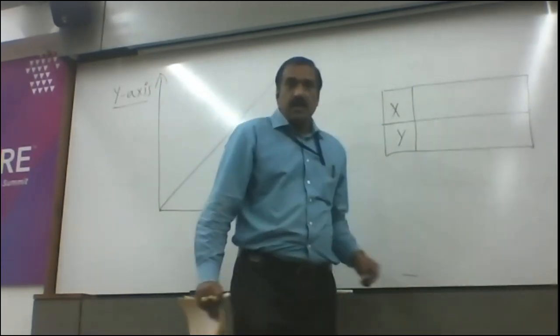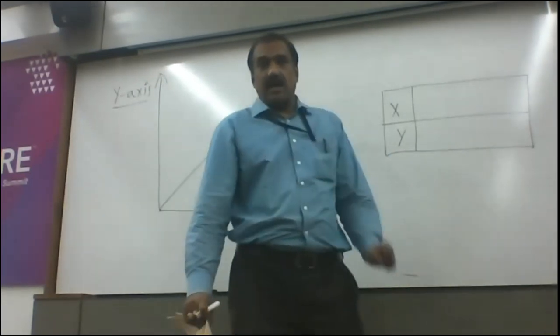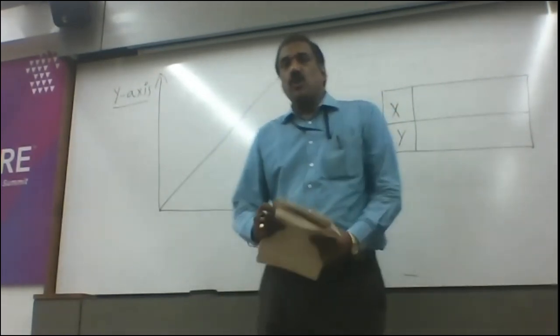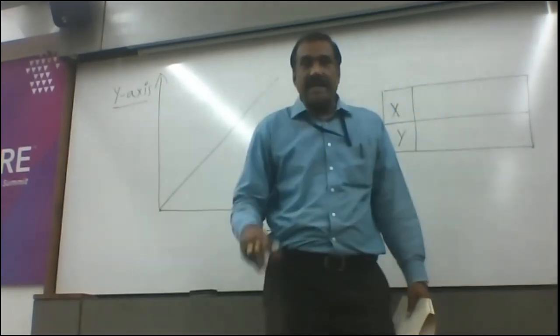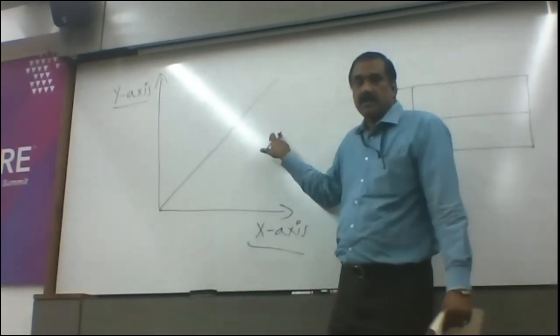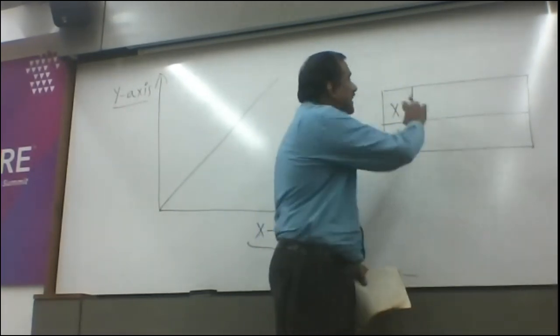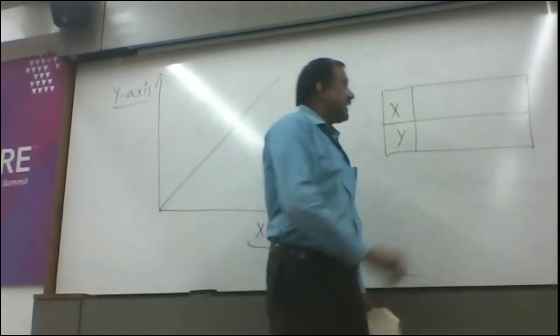If you are collecting data for x and y on 10 points, the data is going to be plotted on this graph paper, and we are going to explain the correlation with the help of the graphic method. Understood? So on a 10-point scale, you take the data. Collect the data.